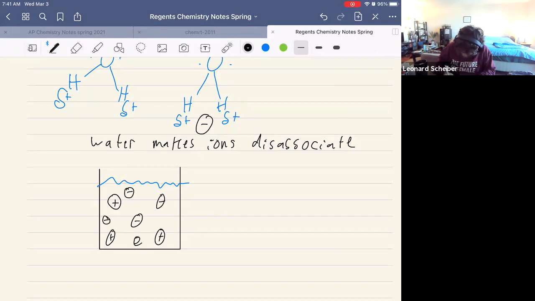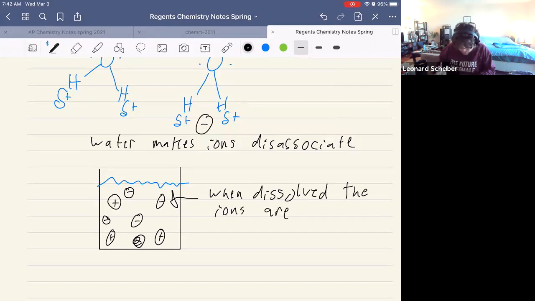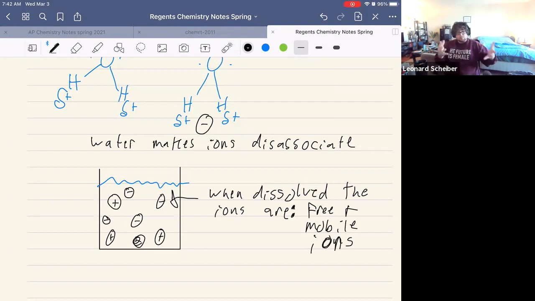That are just kind of randomly moving around. And we say that when dissolved, the ions are, this is a key term, free and mobile ions. Those ions are now free to move around.